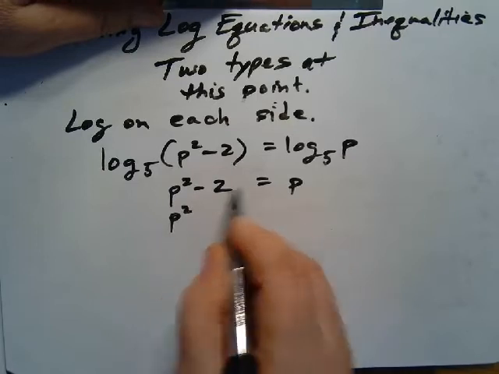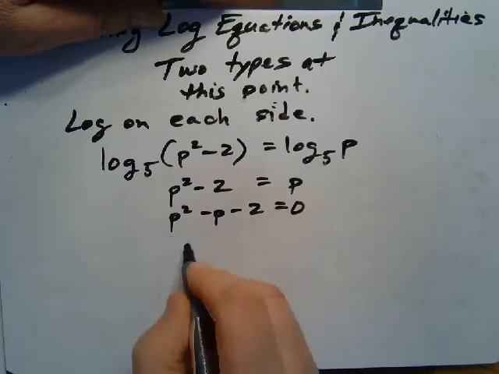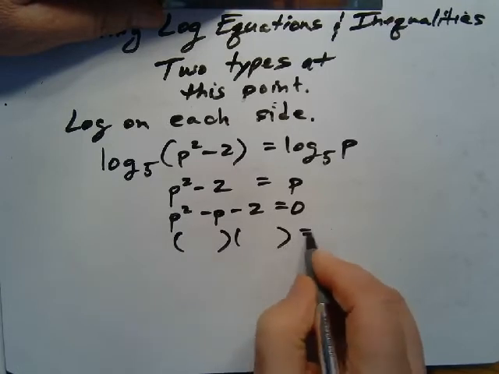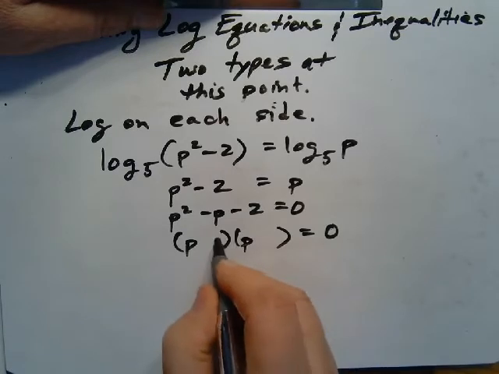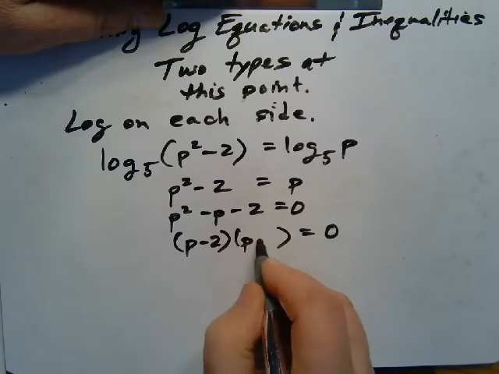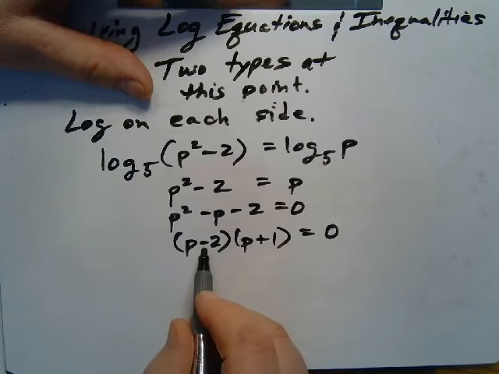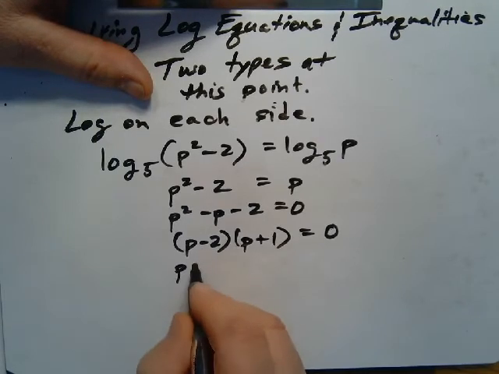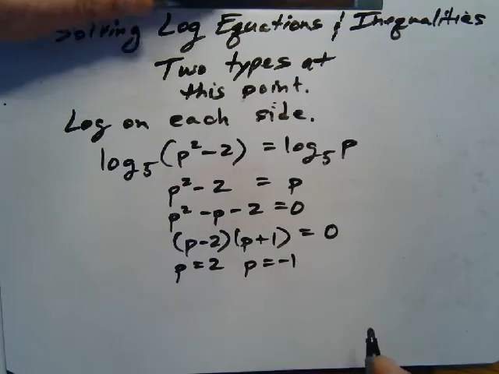We're going to subtract p from both sides to set this equal to 0, and then we're going to factor this. Oh, we've got to know how to factor, don't we? This is going to be negative 2 and a positive 1. So when we solve this, we end up with p is equal to 2 and p is equal to negative 1.